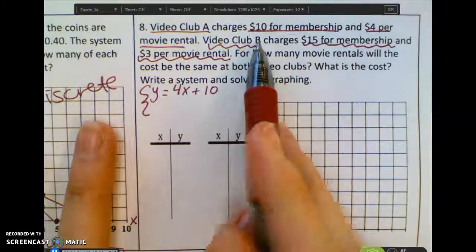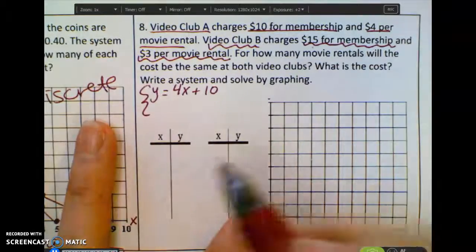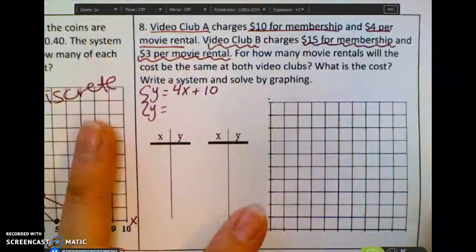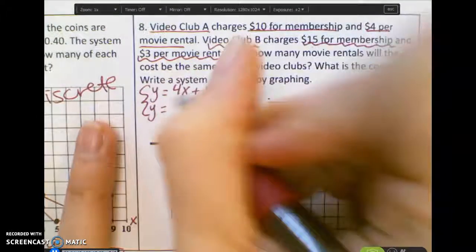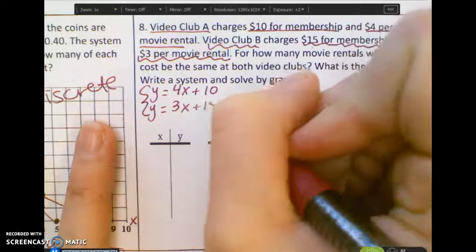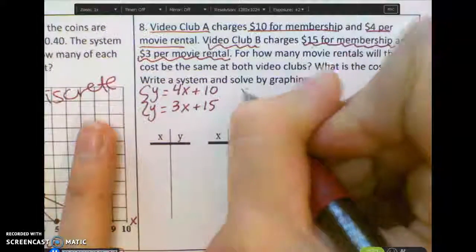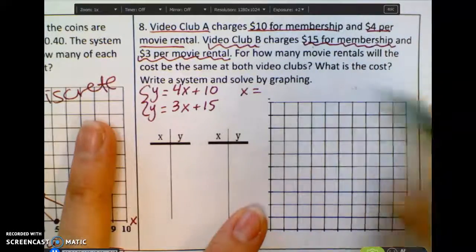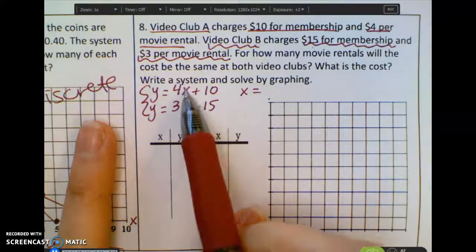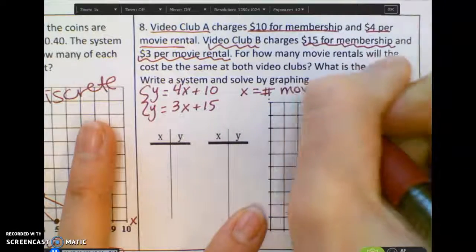Video Club B charges $15 for membership and $3 per movie rental. So let's put that in slope-intercept form. We're paying the 3 over and over, so that's 3x. And we're paying the 15 for the membership, so y equals 3x plus 15. Let's talk about what x and y stand for. Let's define our variables. So what is X in this case? We're paying $4 per what? Per movie rental. So X is going to be the number of movie rentals.